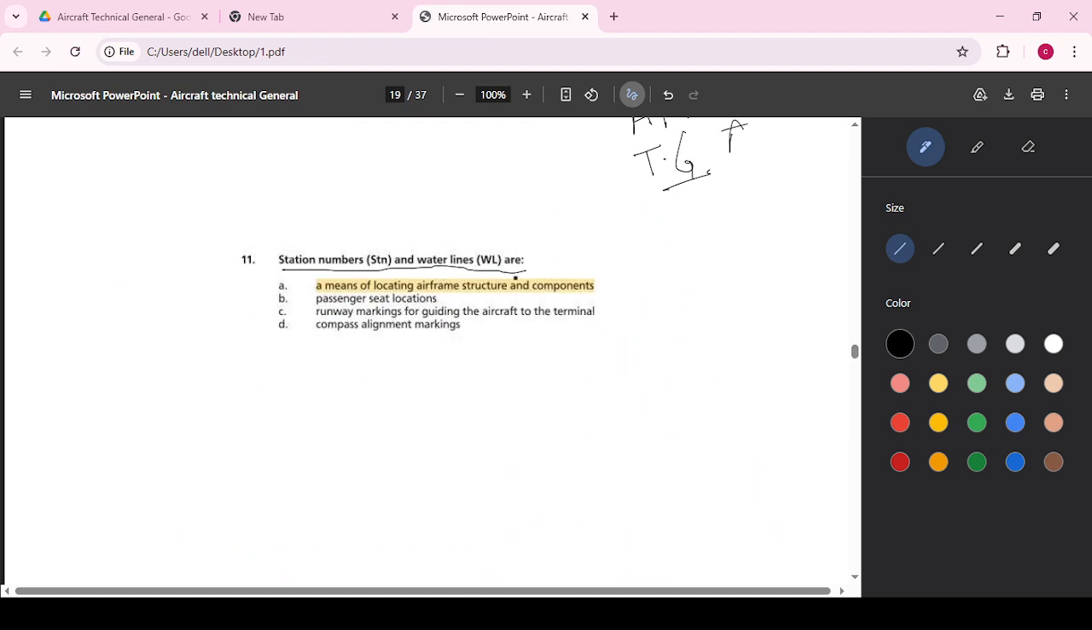So, station numbers and water lines are a means of locating airframe structures and components. Correct. Passenger seat locations? No. Runway markings for guiding the aircraft to the terminal? No. Compass alignment markings? No. So answer is A.